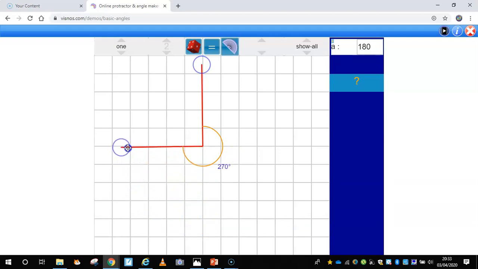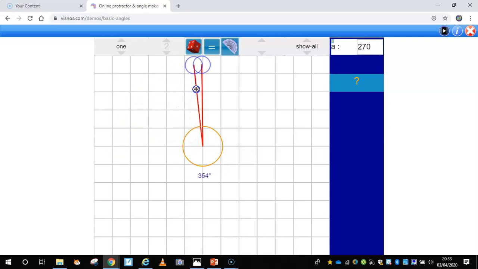So here we are again. Now I've moved through a 270 degree angle. So from this line here all the way round to this line here, I have turned through 270 degrees. Now I'm going to do my final quarter turn and go back to where I started.